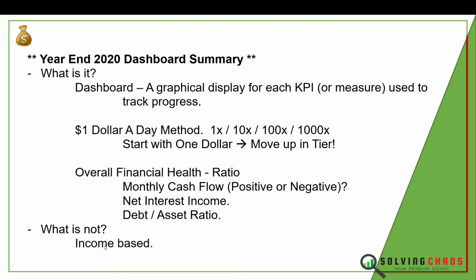And this is not an income-based measure or system. I don't care if you make $12 an hour, $12,000 a year, or you make $12 million a year. It's not income based. It doesn't really care. What you want to do is just track it, and the ratios sort of fix those two. That's the beauty of ratios. It doesn't really care what your income is. If you divide one number by the other number, you'll get an answer.